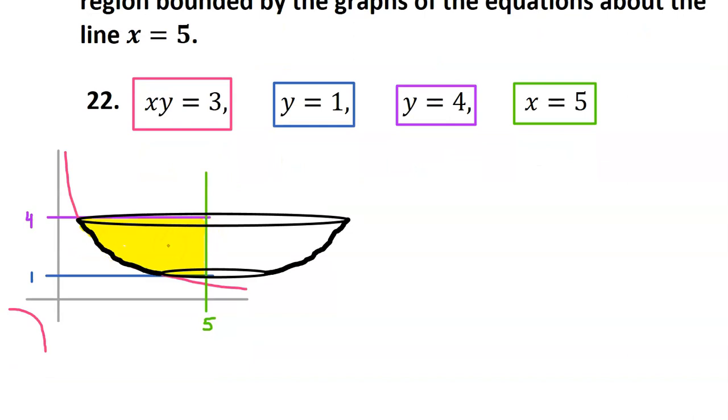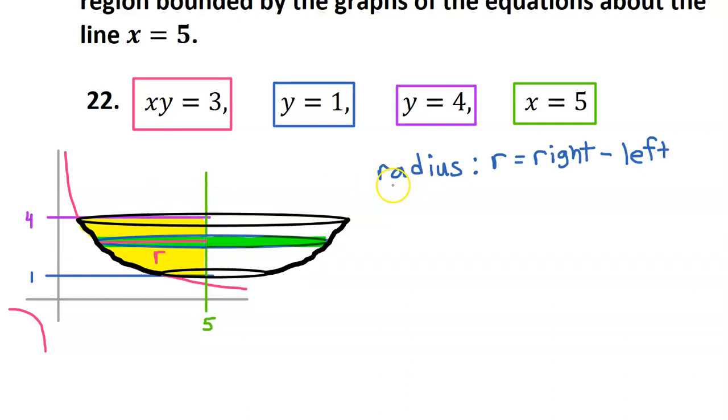If we rotate the yellow region around the line x equals 5, we get this sort of flat bottom bowl shape. We can calculate the volume of the solid by analyzing one slice of the solid, which is a disk. Step 1 of our 3-step process is to find an expression for the radius of a single disk. When the radius goes from left to right, you can find an expression for the radius by subtracting the right side minus the left side.